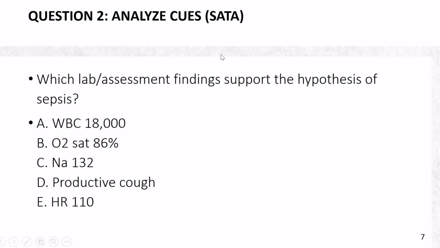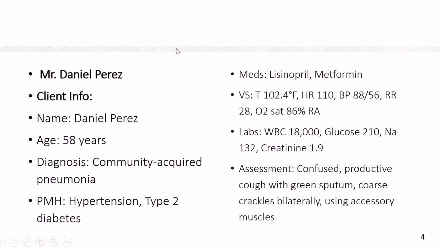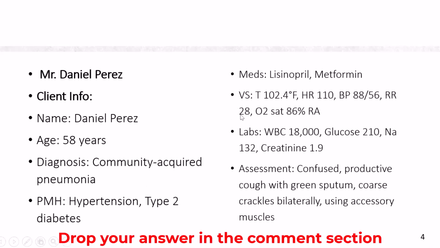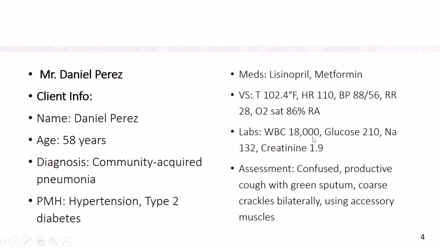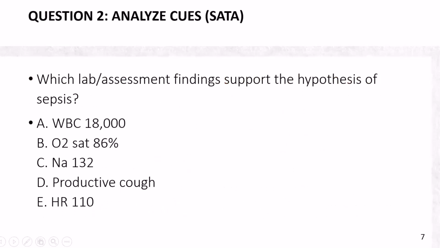Let me take you back to the main case; always go back to the main case. What will point to sepsis? Mr. Perez: white blood cells 18,000, oxygen saturation 86%, productive cough, and heart rate 110. So let's go. What will you go for? We are analyzing the cues. We have identified what can kill your client. For every case study, you will be going through those motions. What will kill your patient?